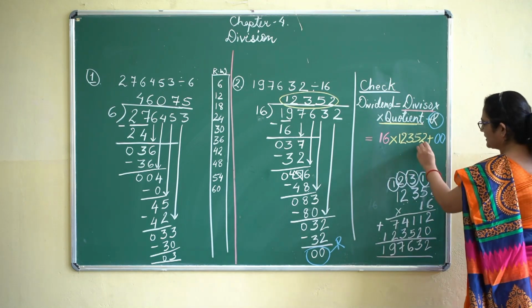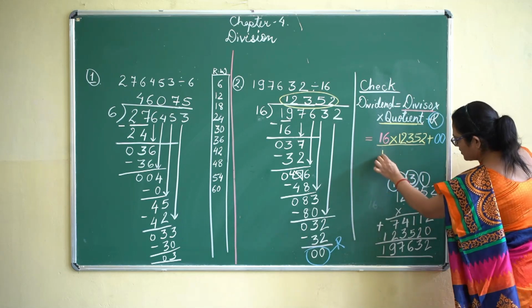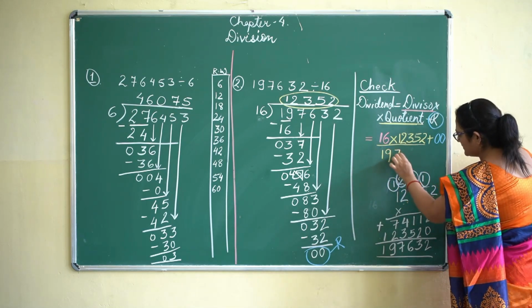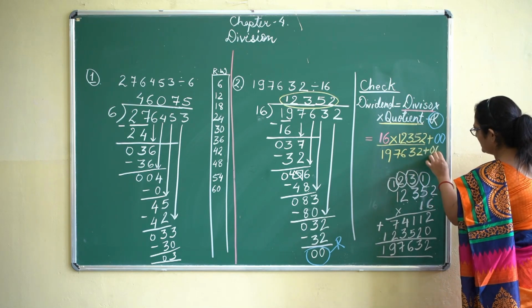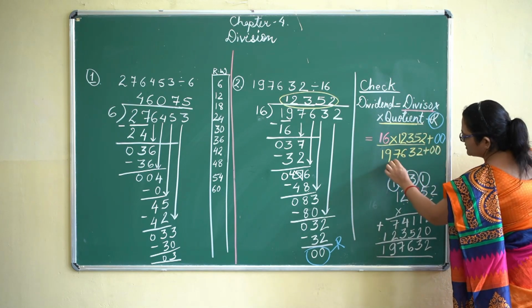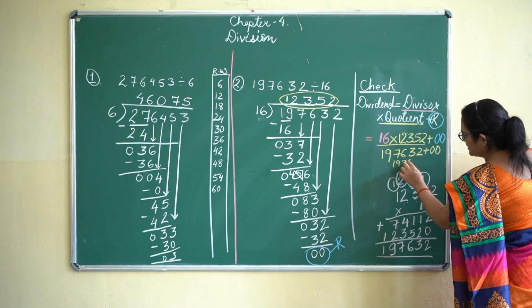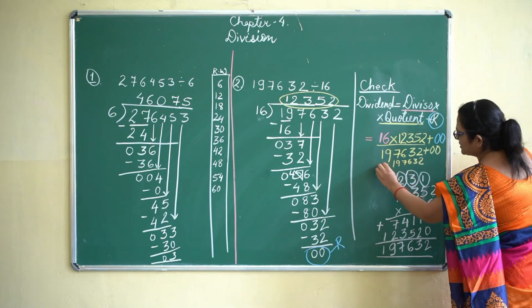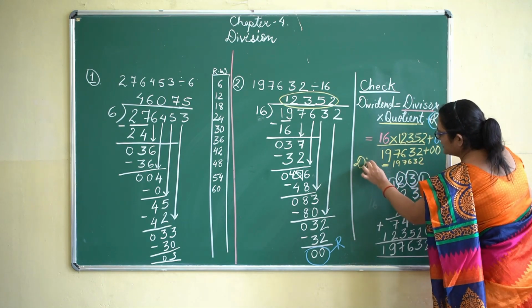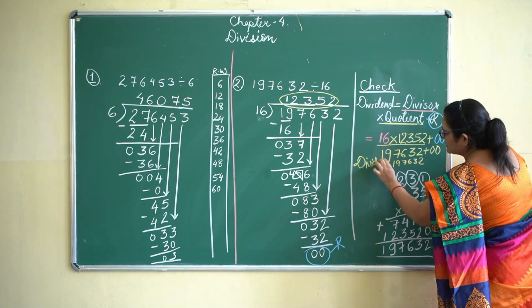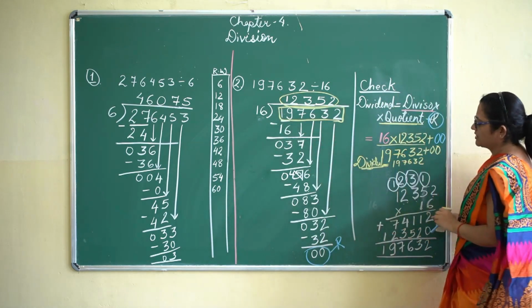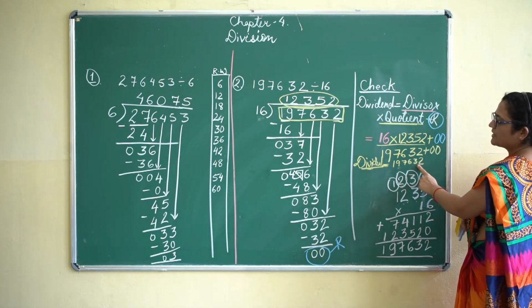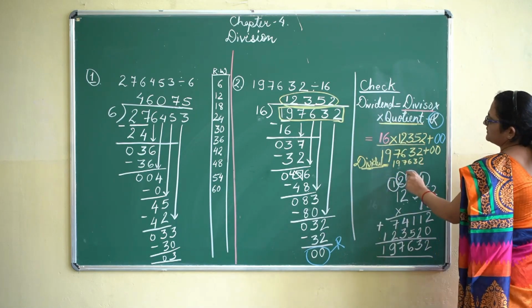So after multiplication of these numbers, what do we get? 1,976,32, add the remainder. When we add any number with 0, we will get the same number. This is equal to what? The dividend. This is the dividend that we got. So the division is correct. In this way we can check.